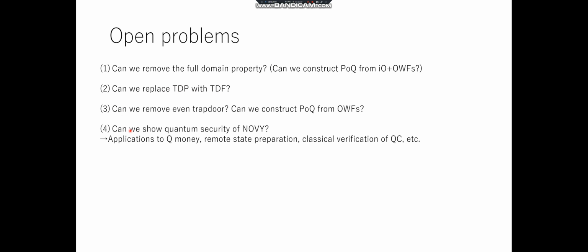Finally, the fourth open problem is, can we show the quantum security of the interactive hashing? Unfortunately, in this paper, we didn't show the quantum security of this protocol, because showing this itself seems to be a very challenging problem. But if we can show the quantum security of this protocol, we have many nice applications like quantum money, remote state preparation, classical verification of quantum computation, and so on.